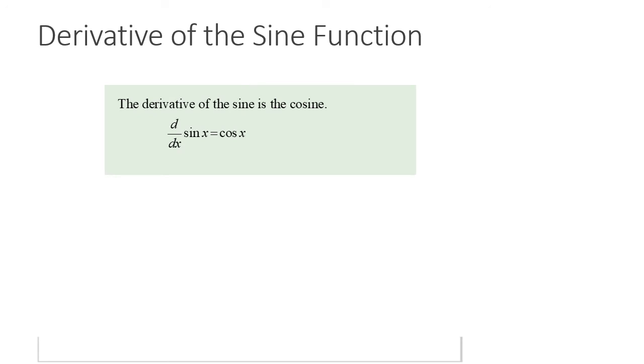First, we should note that the derivative of the sine function is a cosine. Derivative of sine is cosine. For example, if y is equal to 3 sine x, notice that 3 is a constant outside the function, then dy by dx is equal to 3 cosine x. Another example.